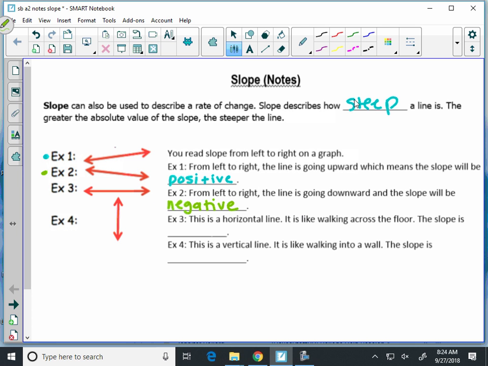Example 3 is a horizontal line. Going horizontal from left to right. It is like walking across the floor. So the slope's going to be what? 0. Yeah, you're just walking across the flat surface, across the floor. I'm not going upwards, I'm not going downwards, I'm nice and flat. So the slope is 0.